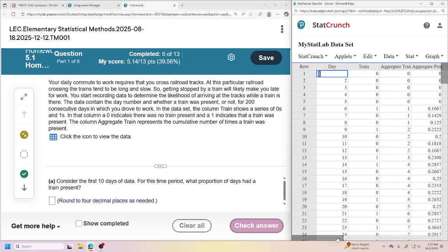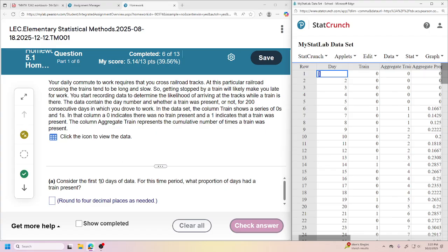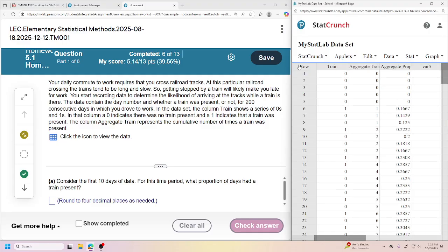Okay. So, they got a lot of stuff going on. And let's try to figure this out. It says, consider the first 10 days. What proportion of days had a train present? They're saying the first 10 days is like this stuff right here. And they're basically looking right here at this number, at this aggregate train. Aggregate means add it all up, basically. So they're saying, how many trains did we have here? If you look, we got 1 and we got 1 right there. You see those 2? So basically, you just look down here at this number, and it's going to tell you how many trains. 2. It's 2 right there.